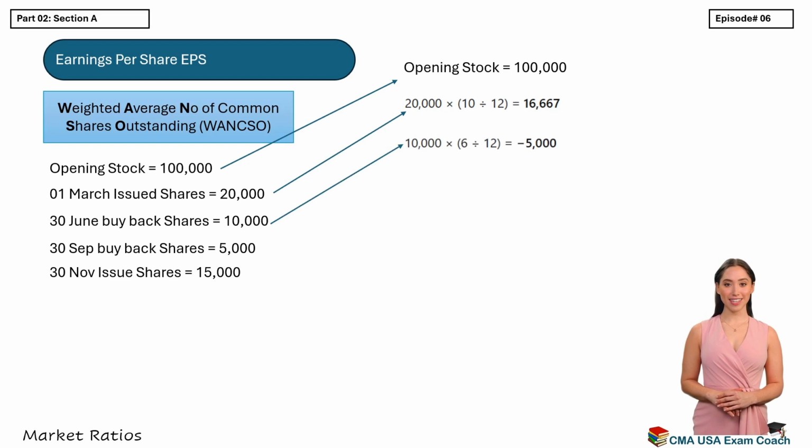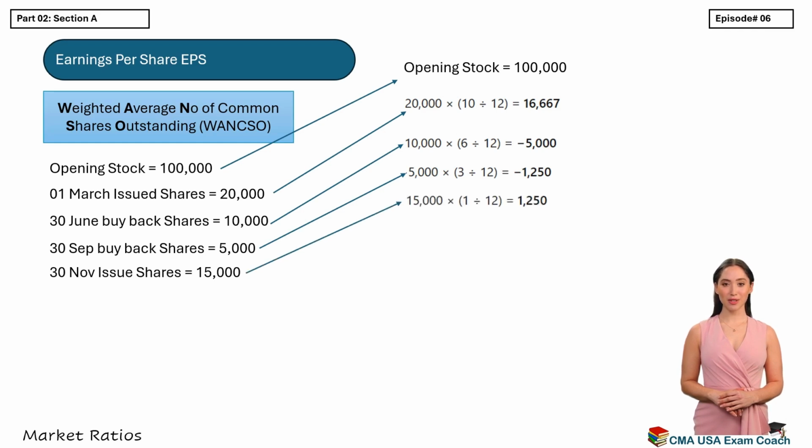On September 30th, 2024, the company bought back another 5,000 shares. These were held for 3 months. So, 5,000 multiplied by 3 divided by 12 equals 1,250. On November 30th, 2024, the company issued 15,000 new shares, which were outstanding for just 1 month. So, 15,000 multiplied by 1 divided by 12 equals 1,250.